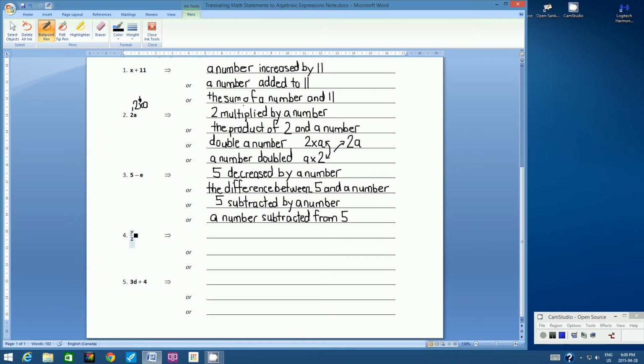Number 4, y over 2. Now remember, whenever we have a fraction, it's a division question. So this simply means y divided by 2. So if you know that, then this is pretty easy, isn't it? Okay? So how about we write the most basic one here? A number, that's y, a number divided by 2. A number divided by 2.